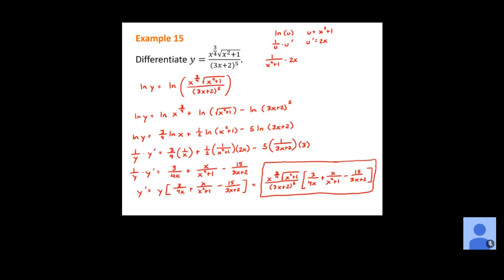The only time you would really need that is if you were asked to then find the min or max and you needed to set it equal to 0. Then yes, you would need to combine everything so that you could actually set your numerator and denominator equal to 0 to find those critical numbers. But in terms of just finding the derivative, this is perfectly fine. Any other questions there?